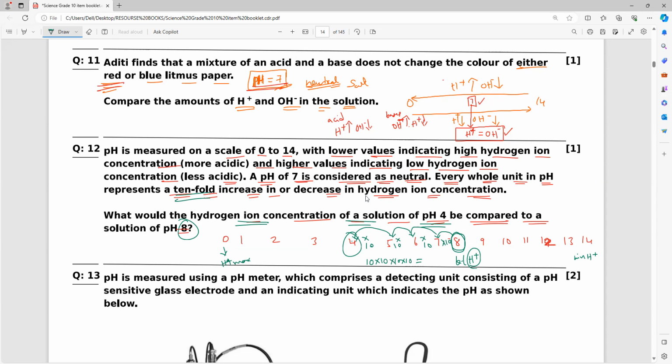Shall we stop the class? All idiots, right, people? Multiplication also they don't know.